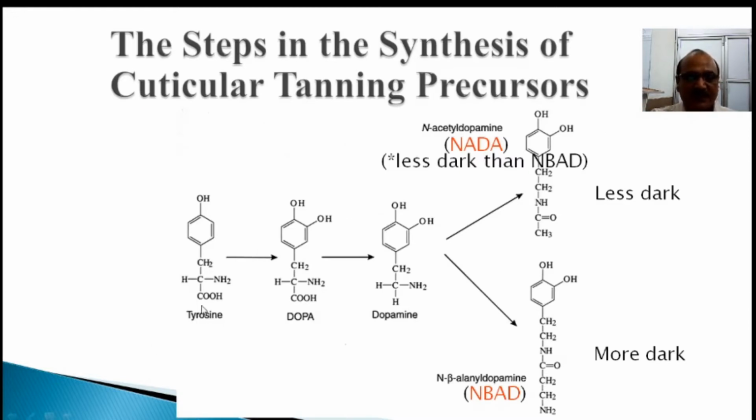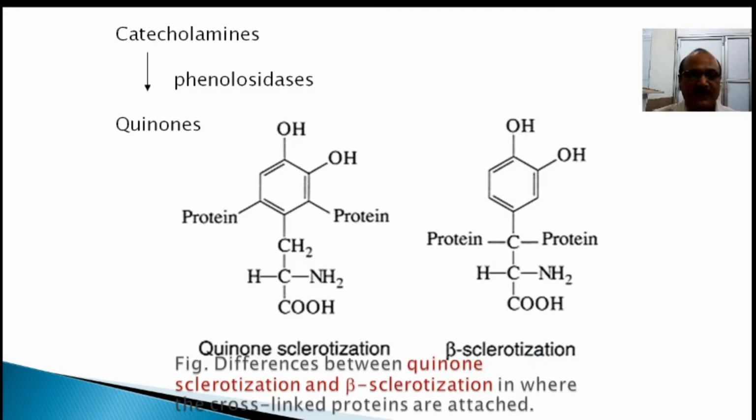Now, this is the step. Tyrosine is increased and converted to DOPA, DOPA to dopamine, and dopamine to the less dark NADA, N-acetyl dopamine, and NBAD, that is N-beta-alanine dopamine, which will give us a more dark color. Then these catecholamines, in the presence of phenol oxidase enzymes, are converted to quinones. Quinone sclerotization is formed.